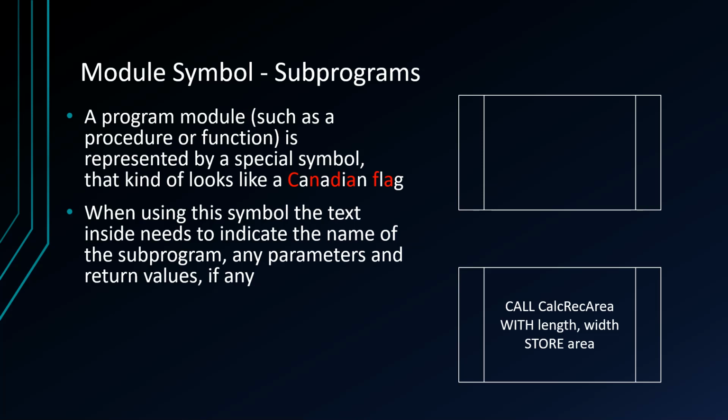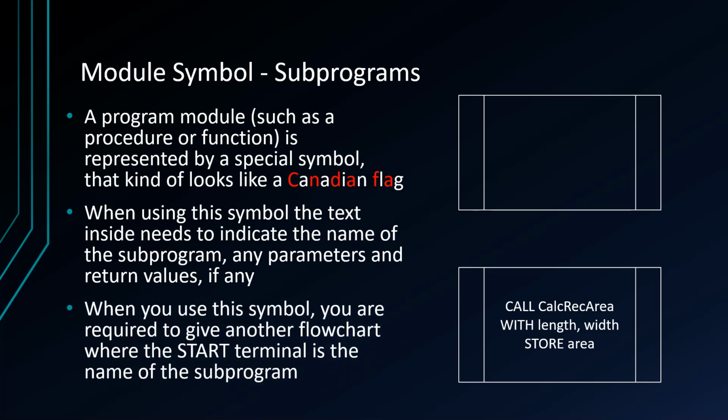Whenever you use one of these symbols in your code or in your design, you need to supply a second flowchart. A flowchart that does the logic of that module and only that module. How do you designate these flowcharts or separate them? Well, the way you do it is instead of writing start in the start terminal, you write the name of the subprogram, calc_rec area, for example, instead of start. So that's the last new module.